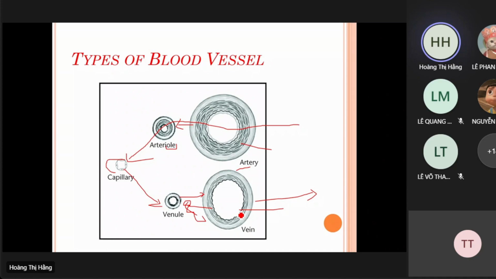Tại vì sao có cái van? Bởi vì máu nó bơm từ dưới cơ thể nó đi lên tim và từ trên nó đi xuống thì nó phải có van để nó khóa lại. Đúng không nào? Dễ không? Dễ không các bạn? Hiểu hết chưa nào? Rồi có bạn nào không hiểu không? Cô nói lại một lần nữa nè.